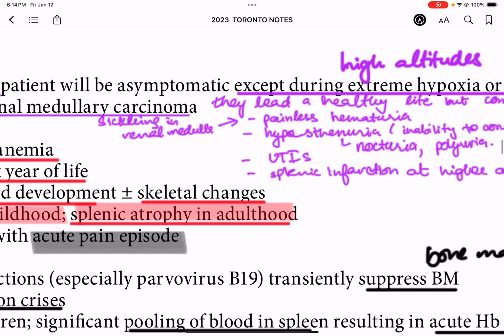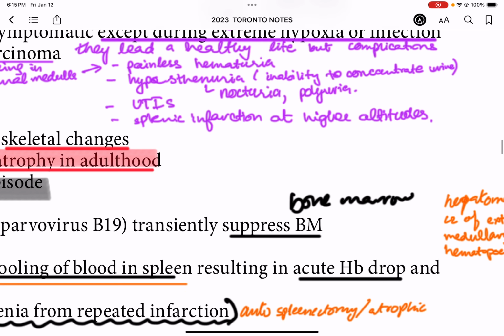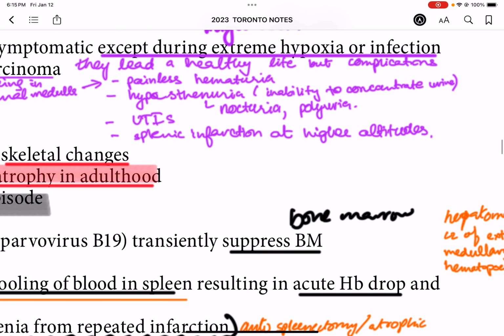They usually live a very healthy life, but they still have some complications like painless hematuria, because the sickling is happening in the renal medulla. And then they have hyposthenuria. Hyposthenuria is the inability to concentrate urine, so their urine is a little bit diluted. They don't have very highly concentrated urine. That will lead to symptoms like nocturia and polyuria. So they have hematuria, nocturia, polyuria.